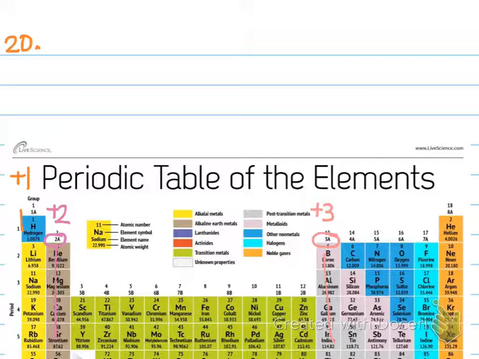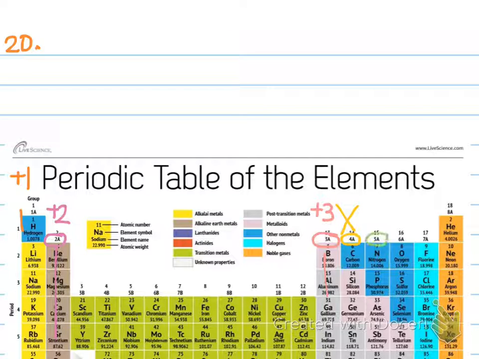Which pretty much is, honestly, going to be just boron and aluminum. Okay. Group 4A has four valence electrons, and so they either could gain 4 or lose 4, which is why, okay, we don't typically talk about them. They're usually going to be involved in sharing electrons rather than gaining or losing electrons.